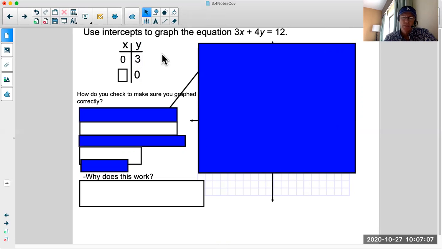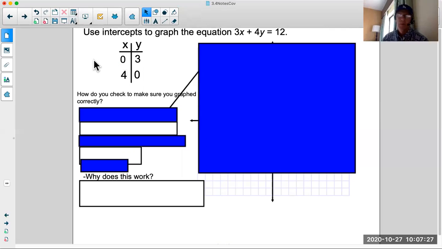Hopefully you said 3, right? Because it would be 4y equals 12, divide both sides by 4, and we get y equals 3. And let's set y equal to 0. So 4y becomes 4 times 0, or 0, which leaves us with 3x equals 12. Divide both sides by 3, and we get 4, okay?